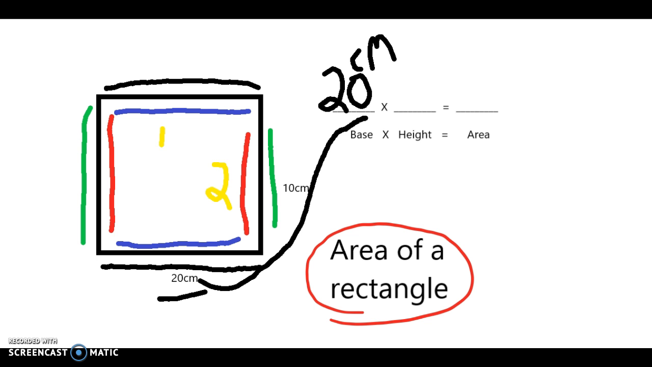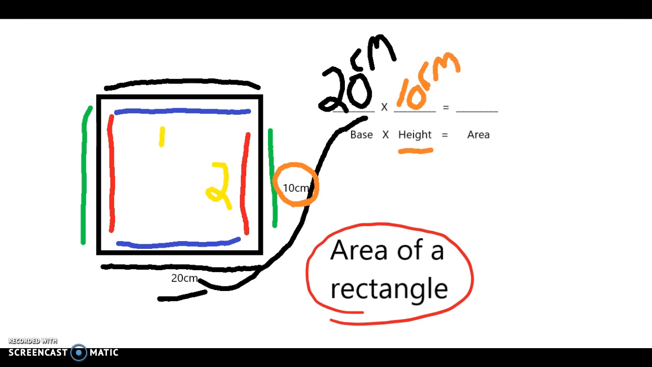Now the second thing we're going to do is look at the height, okay? And the height is right here, 10 centimeters. And see how they are the same units? That's good. That means we don't have to change anything. So we're just going to move it straight up to the height part of the formula. So 10 centimeters.